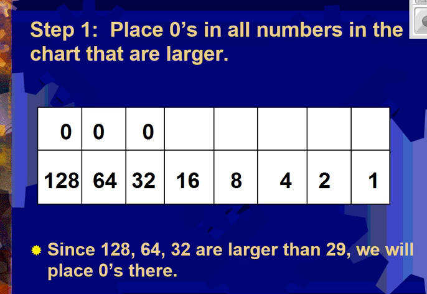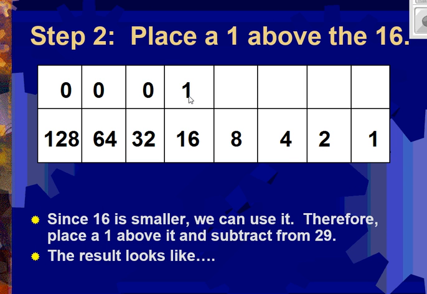All right. Once again, we would compare it to 64. Is 29 bigger than 64? No, it's not. So there's a 0. And same thing would happen with 32. Since 29 is not bigger than 32, we're going to put a 0 in the box. But now we get to number 16. 29 is definitely bigger than 16. So we're able to place a 1 in the box.